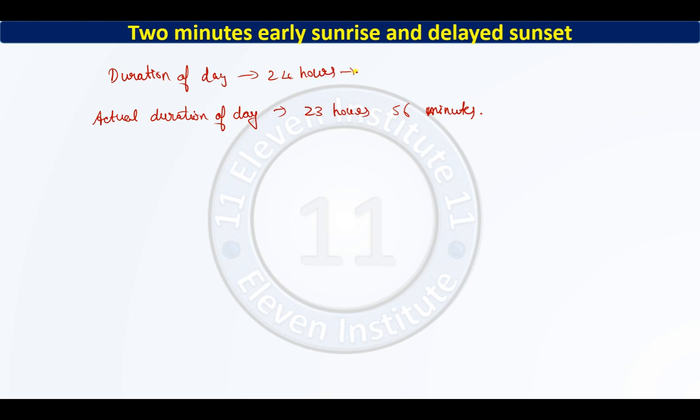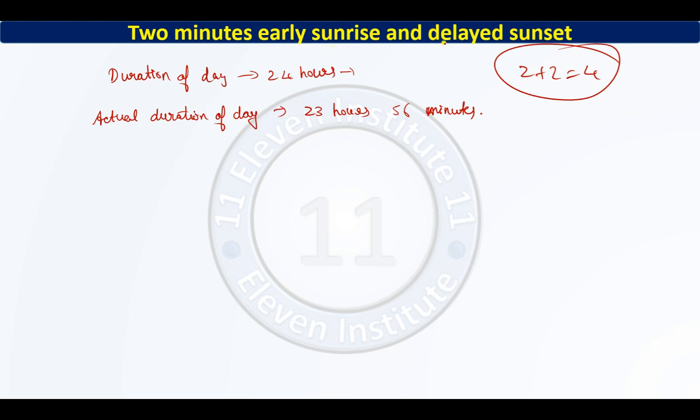The reason is that when the sun rises, we see it 2 minutes earlier, and even after setting we can see the sun for 2 more minutes. So 2 plus 2 is equal to 4 minutes, right? Hence our actual day is 23 hours 56 minutes, but we can see the sun in the sky for 4 minutes more, 2 minutes earlier and 2 minutes later, due to which there is a difference in the timings. But why do we see a 2 minutes early sunrise or 2 minutes delayed sunset?